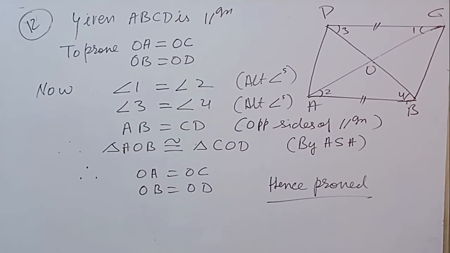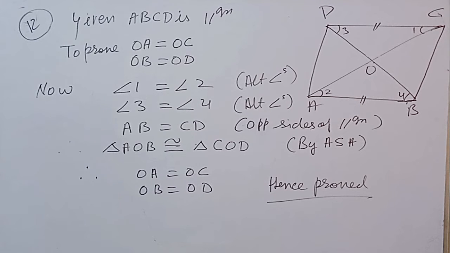Children, now I am taking question number 12, that is prove that diagonals of a parallelogram bisect each other. So here I have taken the parallelogram ABCD in which AC and BD are the two diagonals. Now taking the angle ACD equal to angle 1, angle CAB equal to angle 2, angle BDC equal to angle 3 and angle DBA equal to angle 4.